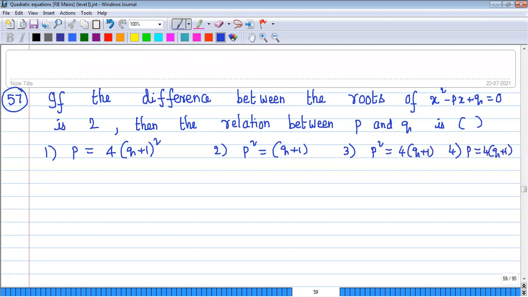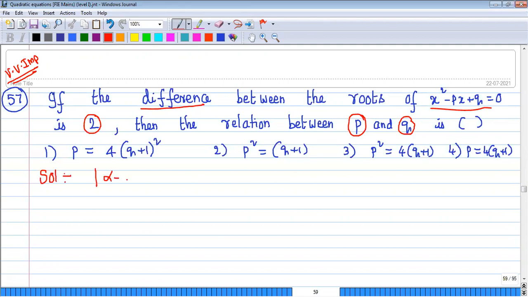So these types of problems are called communication problems. One of the academic standards of mathematics that is to be developed among the children, very, very important. This is also a difference based problem. Mod of alpha minus beta equals 1 only. The same concept we need to use, mod of alpha minus beta. Then we need to establish the relation between p and q. See now the solution.